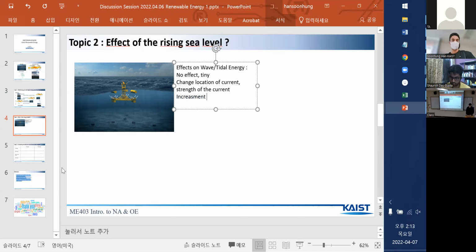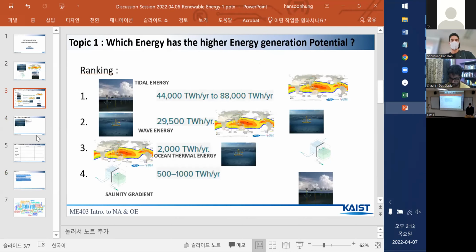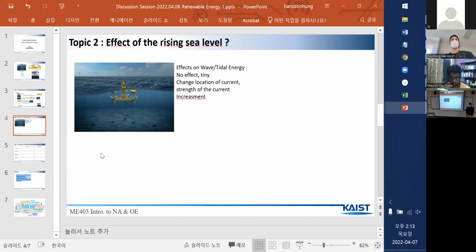So there's another link, which was a research about it, and it showed that it could pose an increase, as you said, of the tidal and wave energy, and not necessarily tiny, but it could be significant.